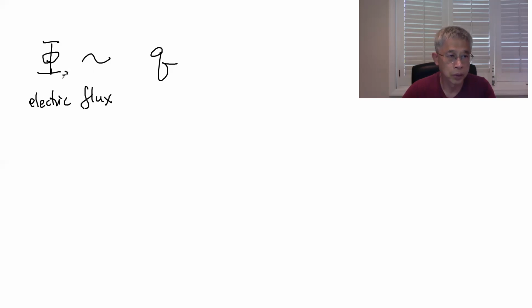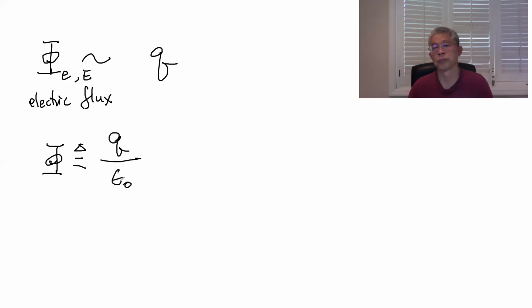So I normally just use small e, okay? You can also use capital E if you like. Electric flux, it's very similar to the Q, okay? How is that so? So electric flux is defined as Q divided by epsilon 0, okay? And epsilon 0 is a constant here.